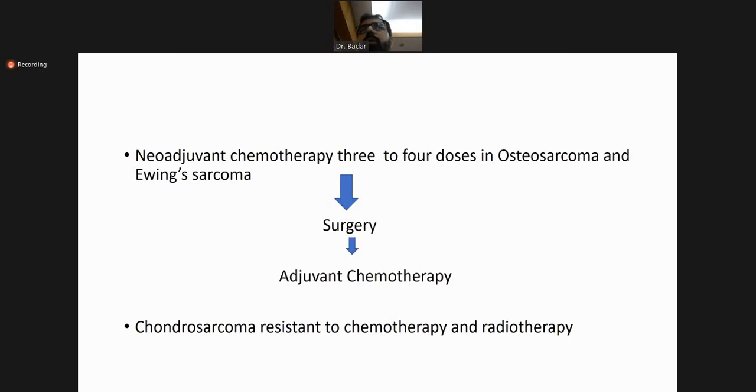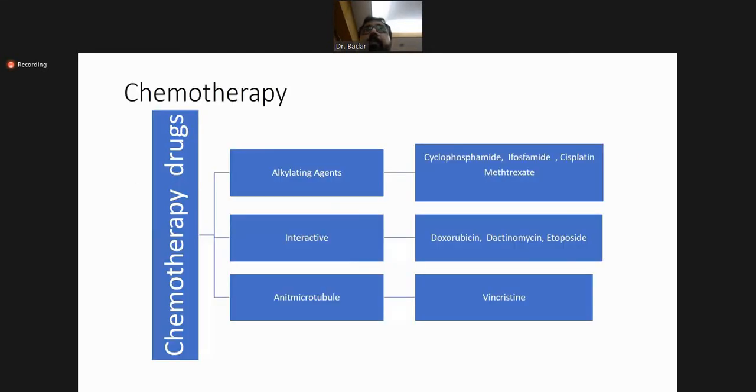So osteosarcoma and Ewing sarcoma are chemosensitive, while chondrosarcoma is resistant to chemotherapy and radiotherapy. So surgical treatment is the only option for chondrosarcoma. So these are the 3 main malignant bone tumors that we encounter. So these are chemotherapy drugs available for neoadjuvant or adjuvant chemotherapy.